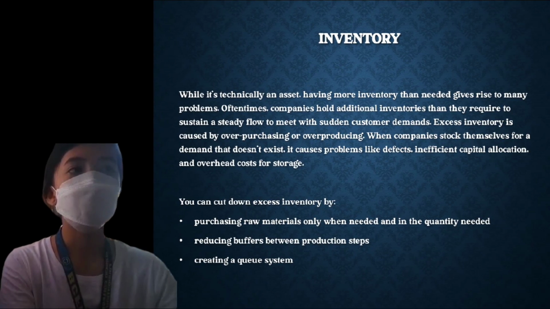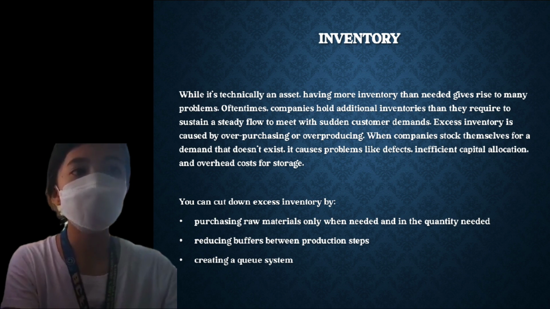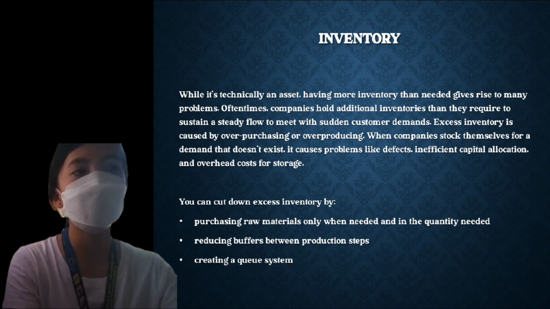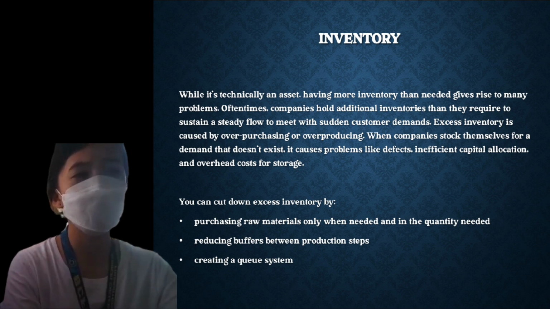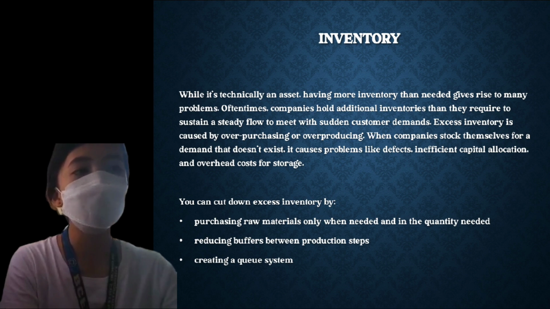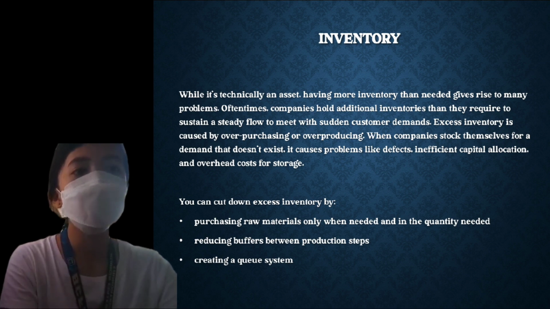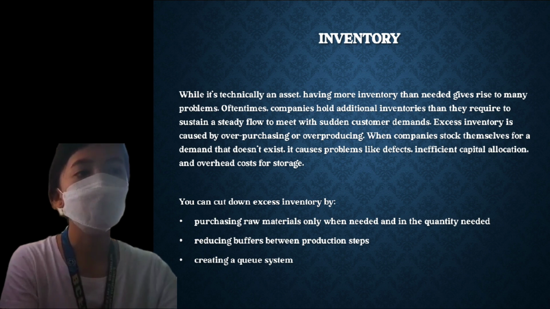Now, the next waste is inventory. While it's technically an asset, having more inventory than needed gives rise to many problems. Oftentimes, companies hold additional inventories than they require to sustain a steady flow to meet sudden customer demands. Excess inventory is caused by over-purchasing or overproducing. When companies stock themselves for a demand that does not exist, it causes problems like defects, inefficient capital allowance, and overhead costs for storage. You can cut down excess inventory by purchasing raw materials only when needed and in the quantity needed. Next is reducing buffers between production steps and creating a queue system.